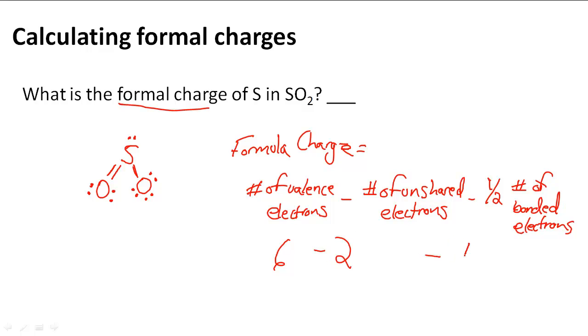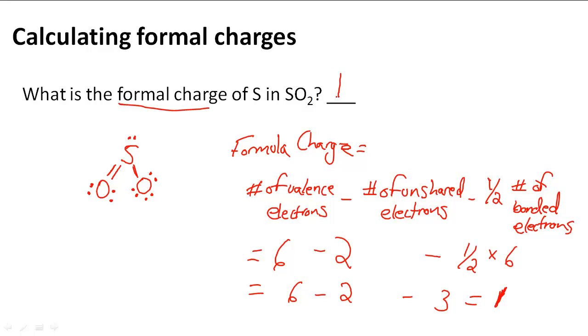So we have half times 6 of the valence electrons. So half of 6 is 3. And so what we have is 6 minus 2 minus 3. So that equals 1. And that is the formal charge of S.